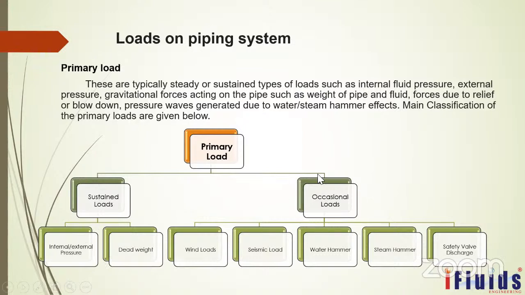On the other hand, the other type of load is occasional loads. Occasional load means wind load, seismic load, water hammering, steam hammering, and safety valve discharge. Wind load means sometimes the wind will be normal, sometimes it will be abnormal. So that kind of load will act on the pipe. Those loads will be taken by the pipe support. So while designing the pipe support, we need to consider the wind load also, because these two, internal and external pressure and the dead weight, obviously we will consider. But while designing the piping support, we have to consider this wind load also according to the elevation where we are going to install the pipe.